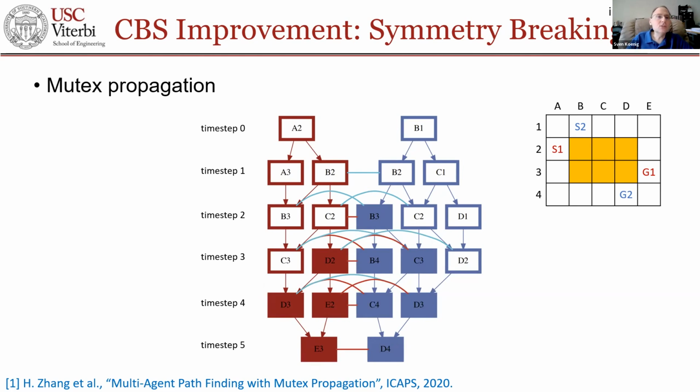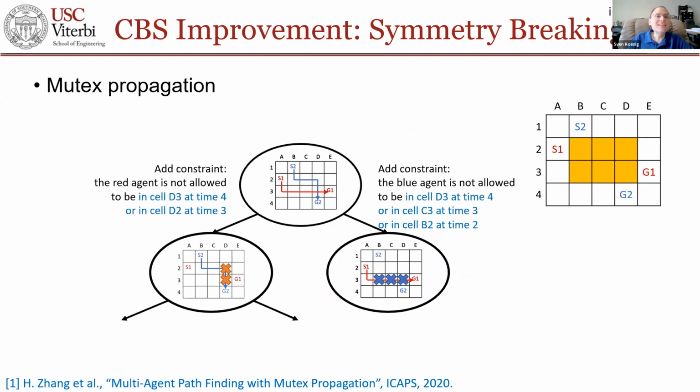But now let's look at these nodes again, right? So these two nodes. What they say is that the red agent cannot be at D2 at time step 3, and it also cannot be at D3 at time step 4. And these were exactly the hand-designed barrier constraints, right? So now we can design them automatically, can identify these situations, and we can determine what they should be.